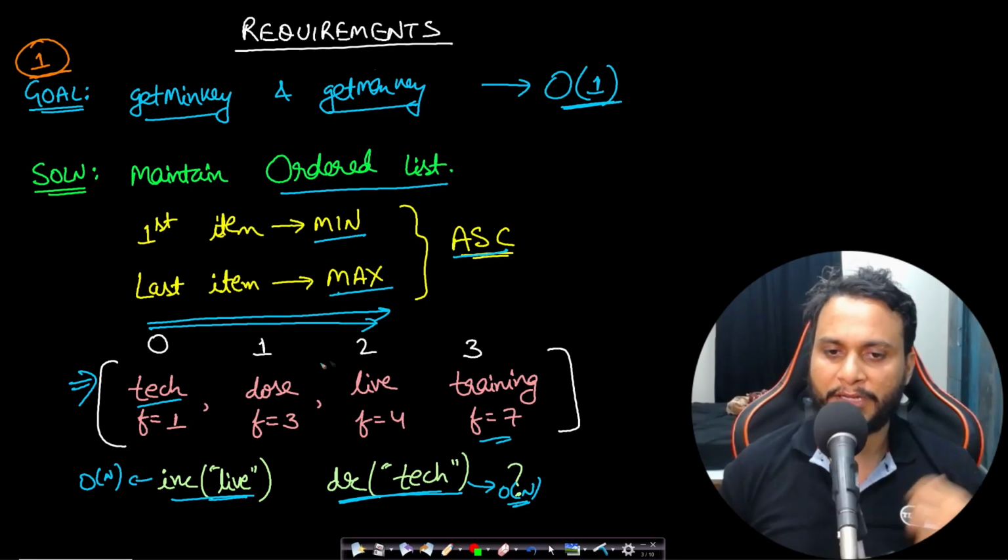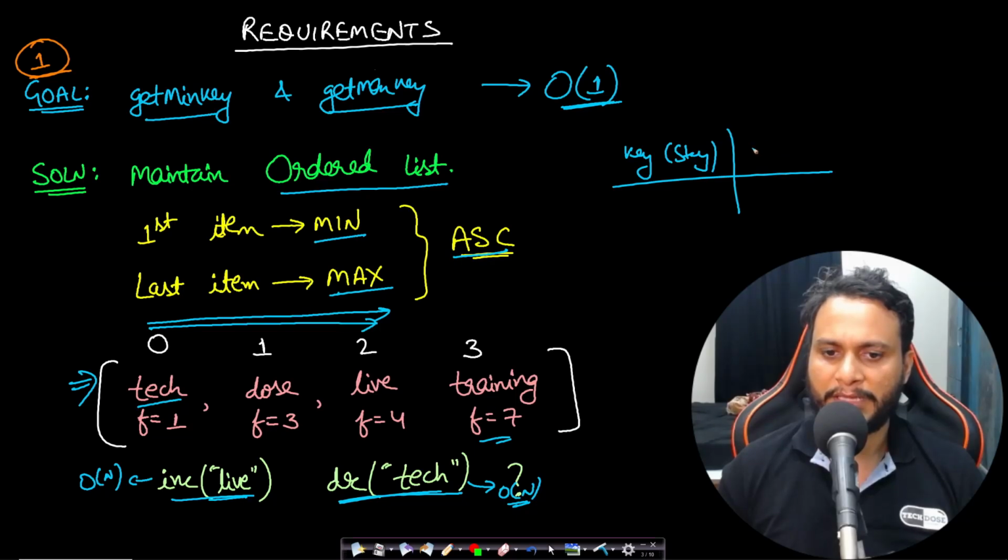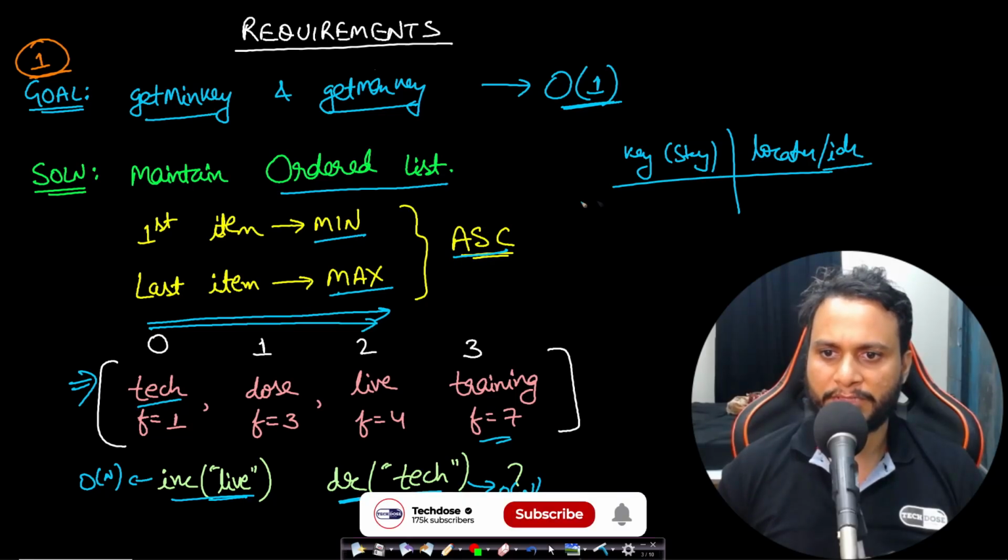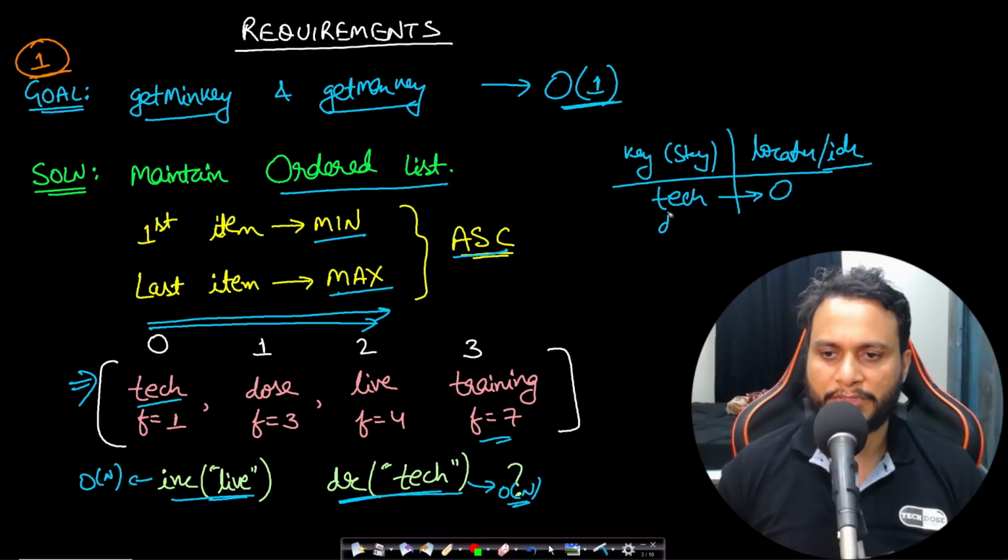So in order to get around this problem, we can have a hash map where the string is the key, and the value of the map is the location, or you can say the address or index, whatever it is, right? So let's say for this tech, I can store here tech and say that it is present at 0. For this dose, it is present at index 1, right?